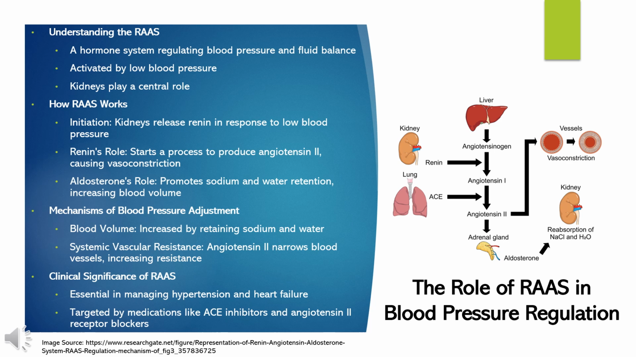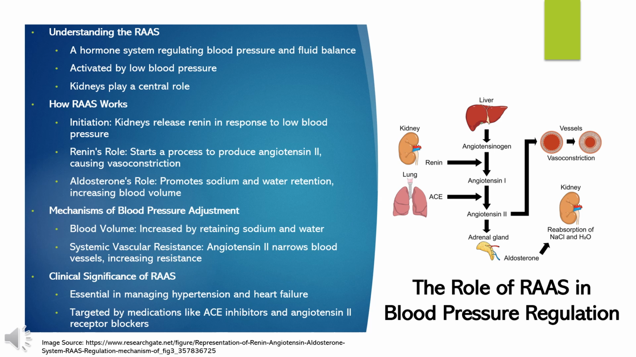The RAAS primarily adjusts blood pressure by two mechanisms: changing the blood volume and altering the resistance in the blood vessels themselves. By retaining more water and sodium, the blood volume increases. More volume means more pressure. Angiotensin II causes blood vessels to narrow, increasing the resistance against which the heart must pump. This also raises blood pressure. Understanding RAAS helps in managing conditions like hypertension and heart failure, where this system can be overactive.